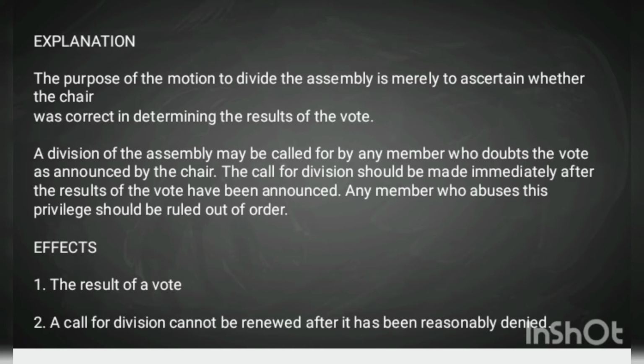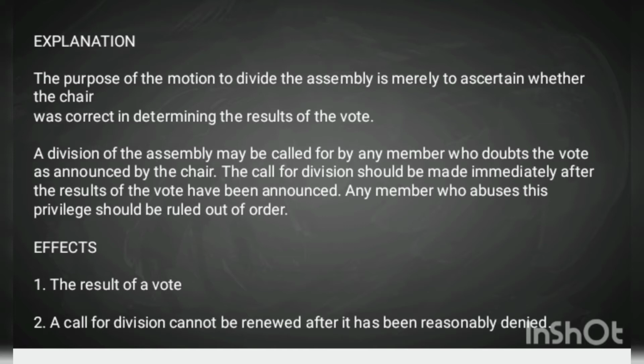It is not necessary, however, that an actual count be made if it is evident that either the affirmative or the negative has a distinct preponderance of votes. If the member calling for division desires to have the votes on each side counted and not merely estimated, or if he wishes to have the vote taken by roll call or by ballot, his request should be made in the form of a motion which is treated as incidental to the main question. It must be seconded, but it cannot be debated. And also it requires a majority vote.